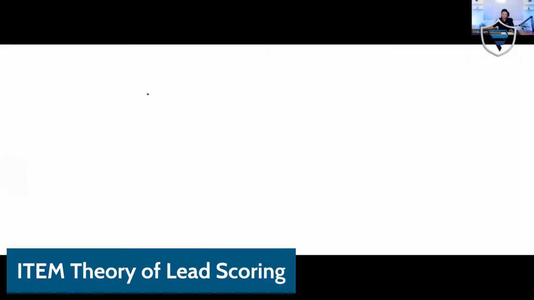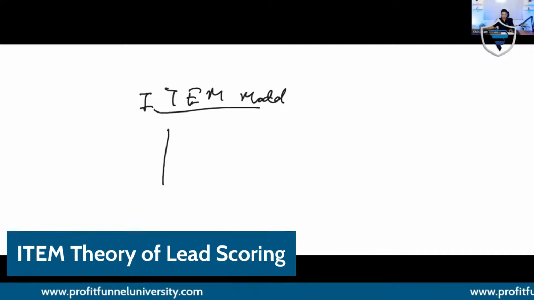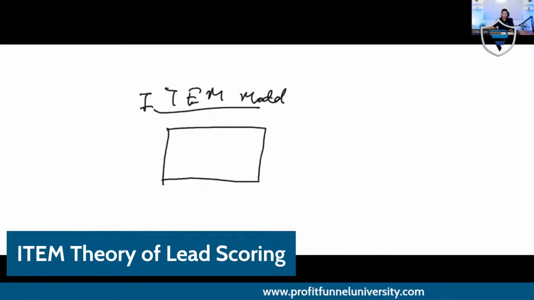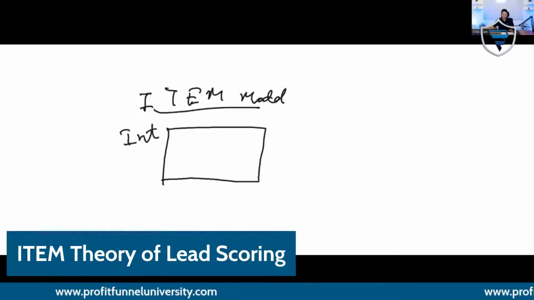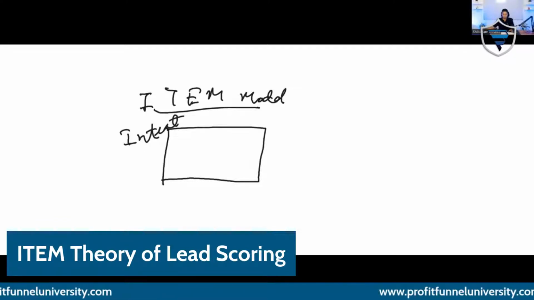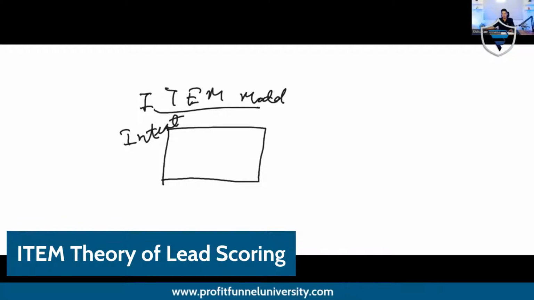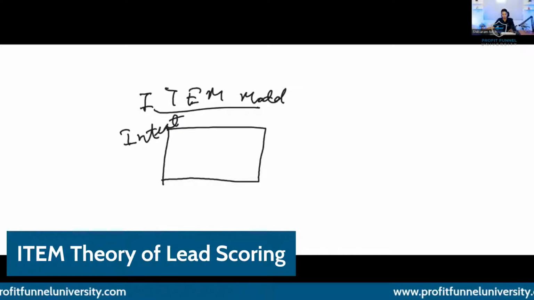So here I'm sharing a concept called the item model of qualifying your leads. Let us assume that this is a square and there are four elements which are equally important. What are the four elements? First one is the intent. Intent means whether this guy really needs your product and services or not. This guy has a requirement or not. Your lead is the ideal customer or not. Your lead has a demand towards your product or service or not.